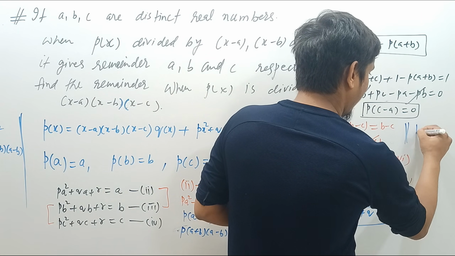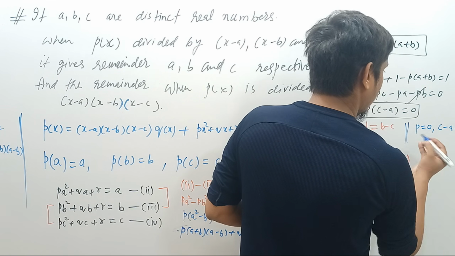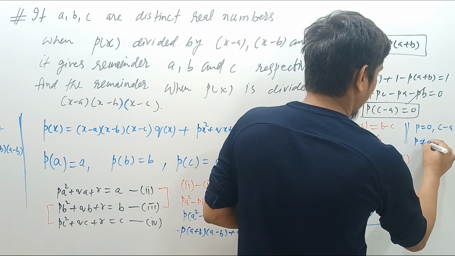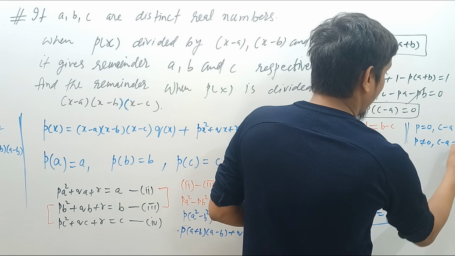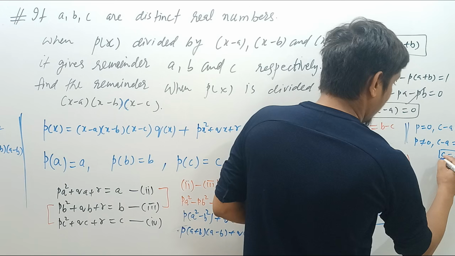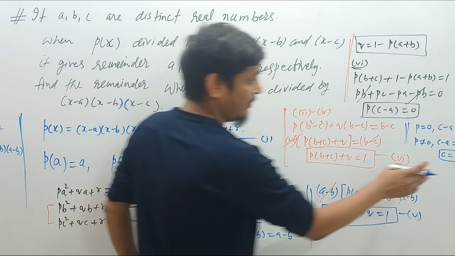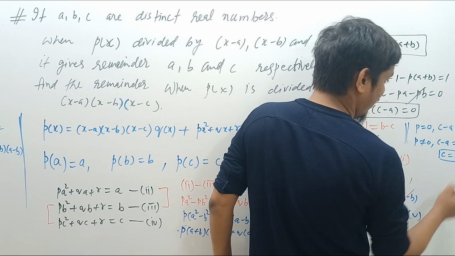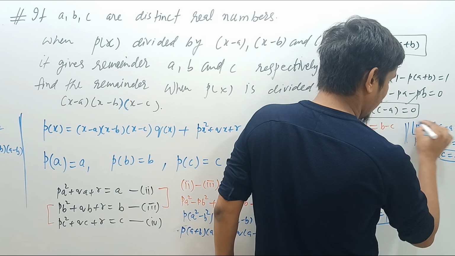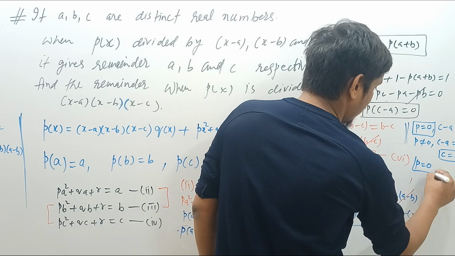Either the first one is 0 or the second one is 0. So let's say in one case p is 0, c minus a not 0, and the second case is p not 0, c minus a 0. Once we take c minus a 0 it means c is equal to a. But in the question it is mentioned that a, b and c are distinct, so this is not going to happen. So what is going to happen? p is equal to 0. So we got the value of p, p is equal to 0.